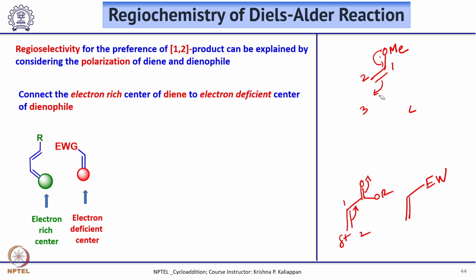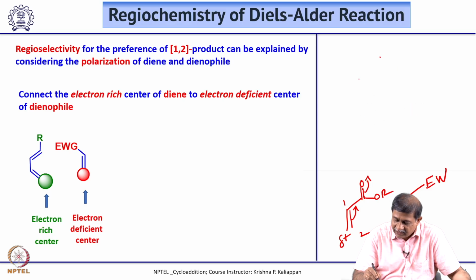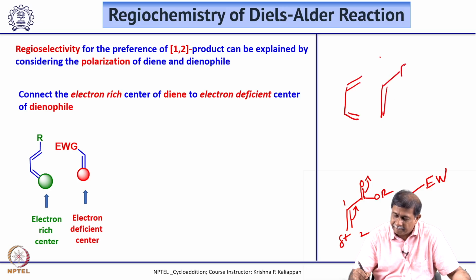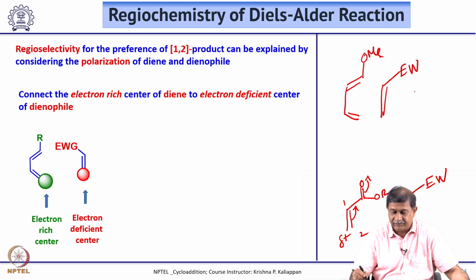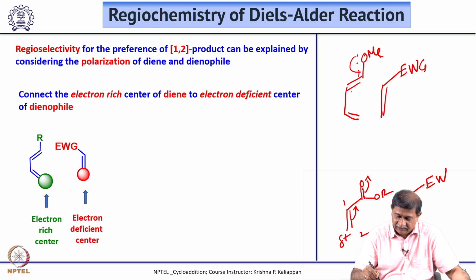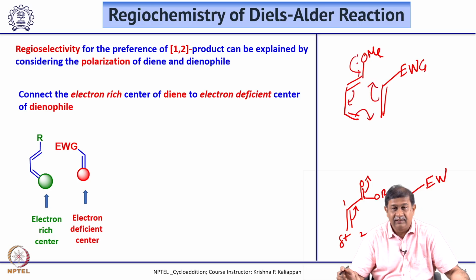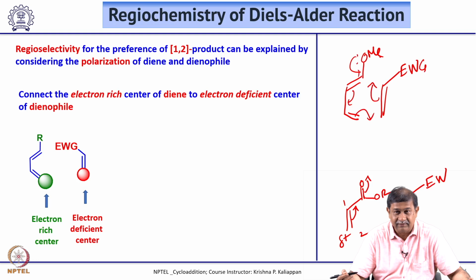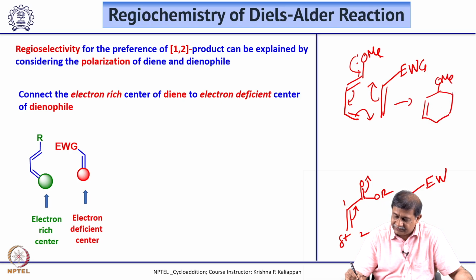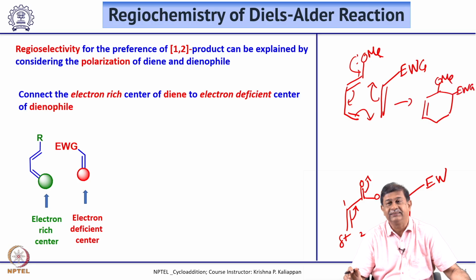The Diels-Alder reaction will happen in such a way that it will undergo the reaction between carbon number... Okay, so this is what will happen. It is not exactly this way because of the lone pair of electrons, but because of the electron density. So, this is how the reaction will take place. That will lead to your 1,2 disubstituted cycloaddition product.